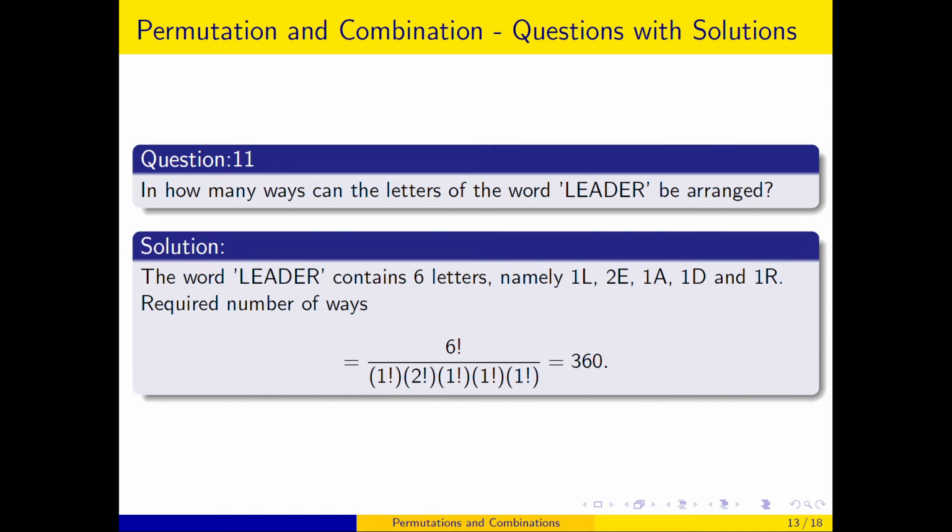Next question: in how many ways can the letters of the word LEADER be arranged? The word LEADER contains 6 letters, namely 1 L, 2 times E, 1 time A, 1 time D, and 1 time R. So the required number of ways is 6 factorial divided by 1 factorial, 2 factorial, 1 factorial, 1 factorial, 1 factorial, which is equal to 360.